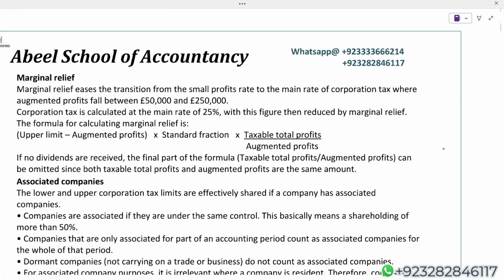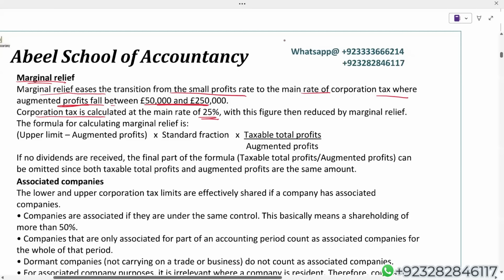Marginal relief. This is important. Marginal relief eases the transition from the small profit rate to the main rate of corporation tax, where augmented profits fall between 50,000 and 250,000. Where your augmented profit is between 50 and 250, then you get marginal relief. Corporation tax will apply at 25%, but whatever the corporation tax comes to, we will deduct marginal relief from that.